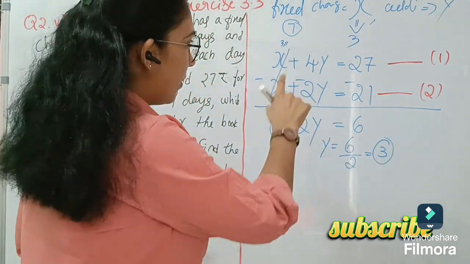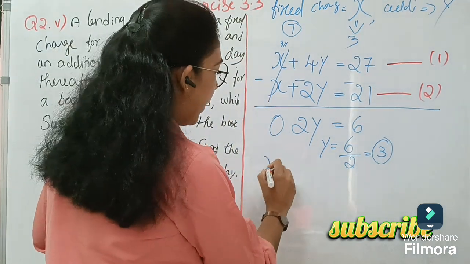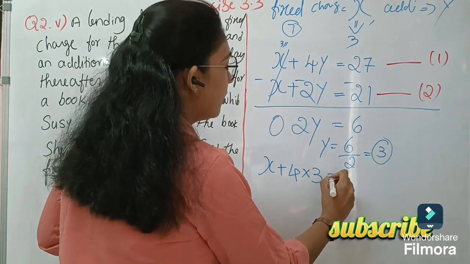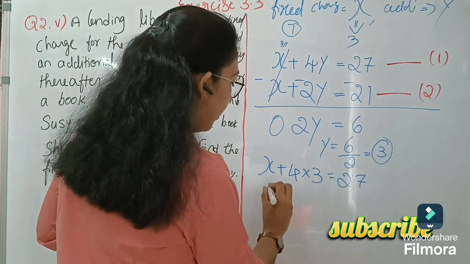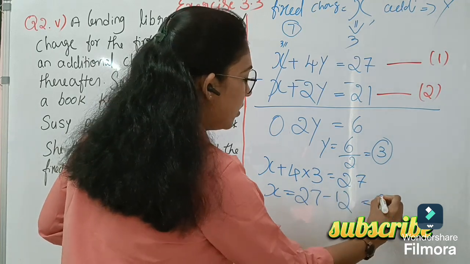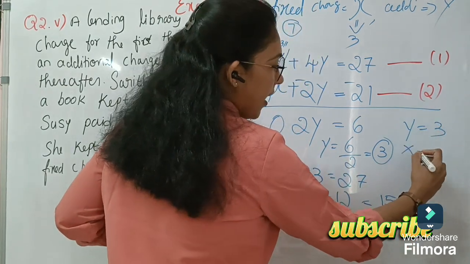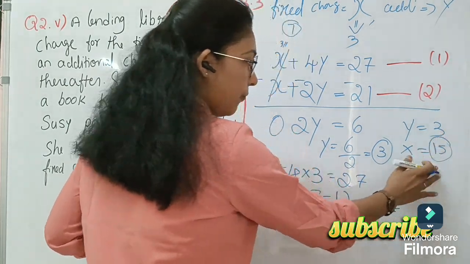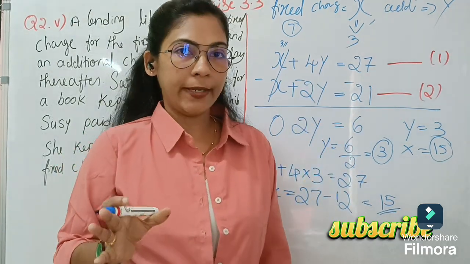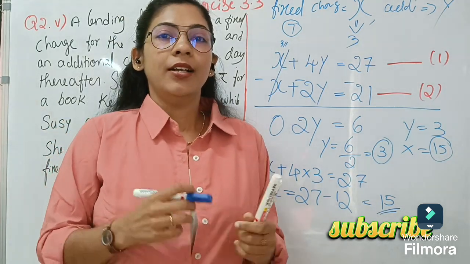Then from this equation we have to find the value of X, the fixed charge. That is X plus 4 times Y, where Y is 3. 4 times 3 is 12, so X plus 12 is equal to 27. Then X is equal to 27 minus 12, which is equal to 15. That is, Y is equal to 3 and X is equal to 15. This 15 is the fixed charge, whereas Y is the additional charge per day. So this is the simplest question.